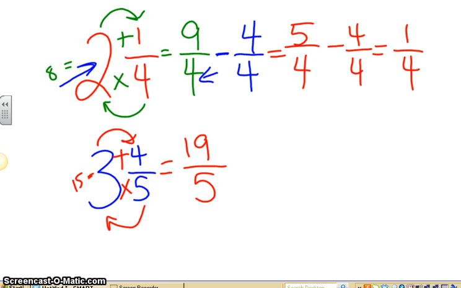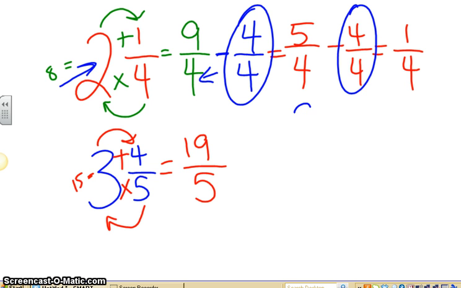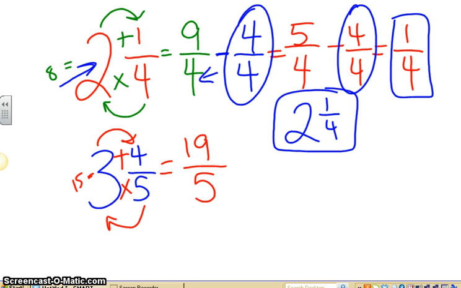Then I count up how many wholes I took out. I took out 1 whole, 2 whole. So I took out 2 whole fractions, and I was left with 1/4. So my converted fraction is 2 and 1/4.